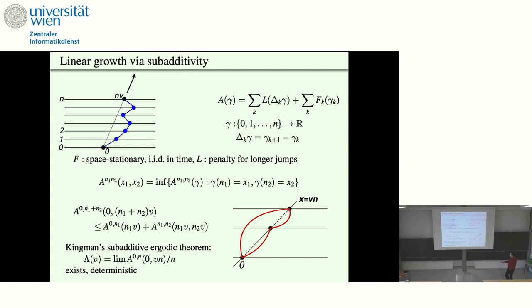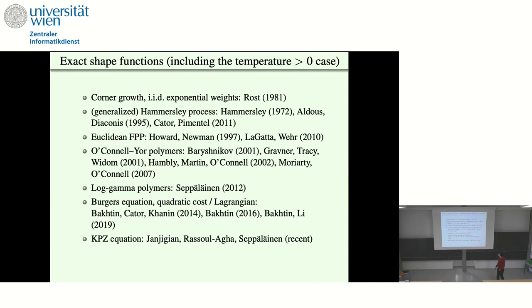Now, of course, this limit depends on this direction v, right? I mean, you fix 1.0, and the other point is v times n at time n, and so you take this point to infinity along a certain direction, and presumably, this will depend somehow on the direction, but this limit doesn't depend on anything else. So it depends on v, but not on anything else. And so this is the shape function that I'm talking about.